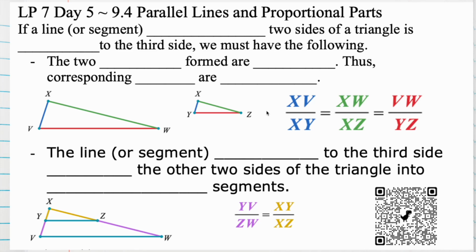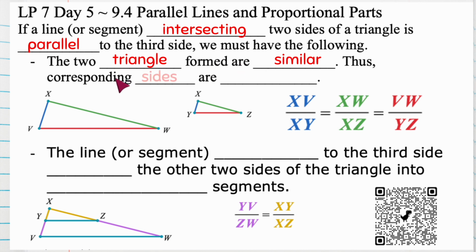All right, so in this video, we're going to take a look at parallel lines and proportional parts when we're looking at triangles. So we're just going to go ahead and start filling in the blank here and then look at our diagrams. If a line or segment intersecting two sides of a triangle is parallel to the third side, we must have the following properties. The two triangles formed are similar, thus corresponding sides are proportional.